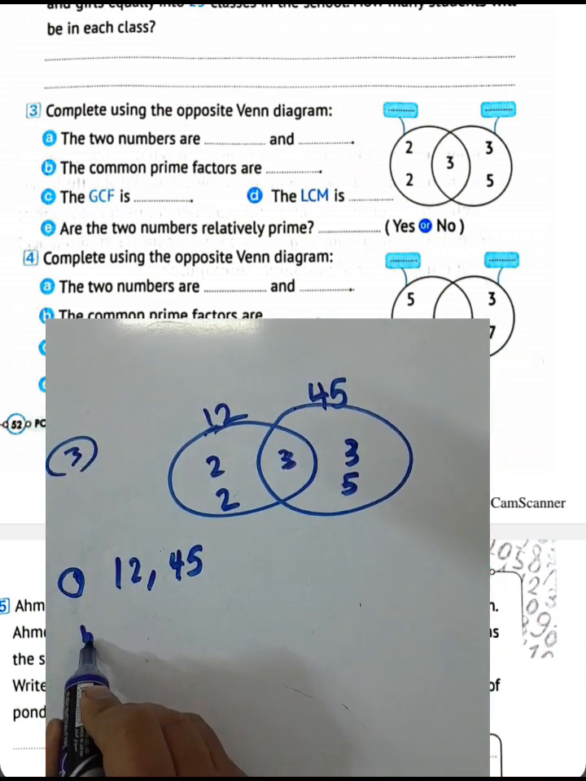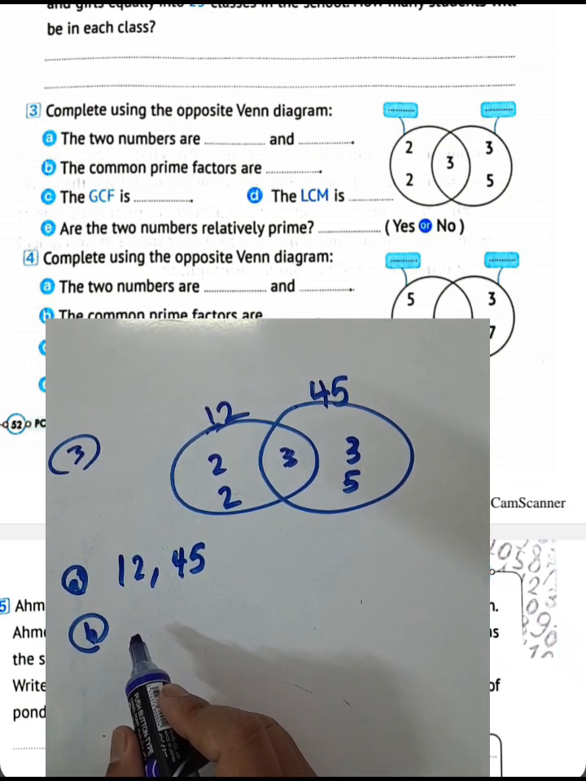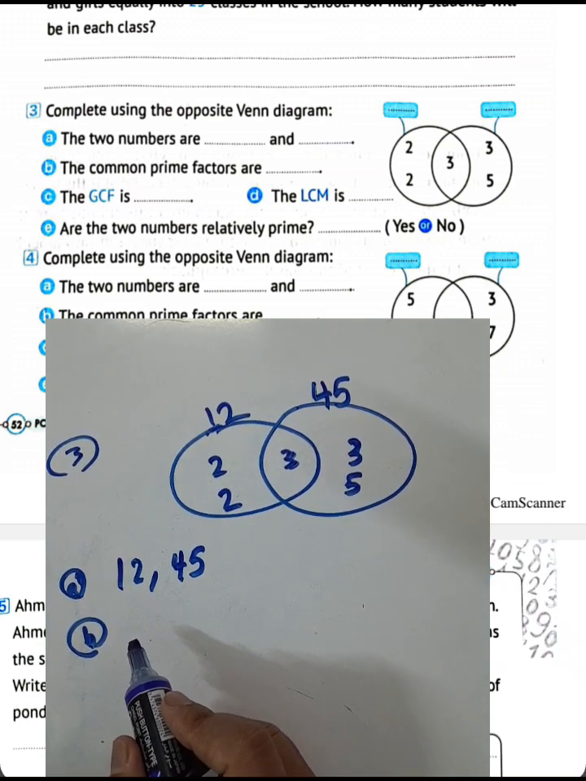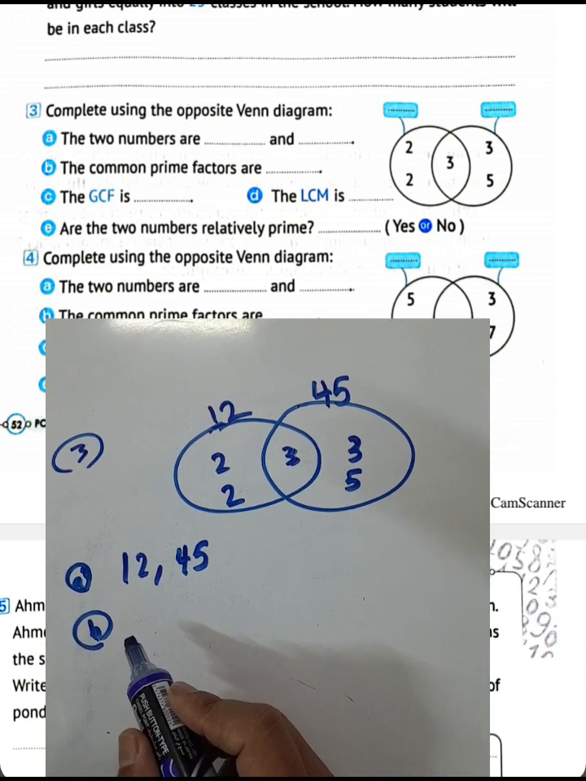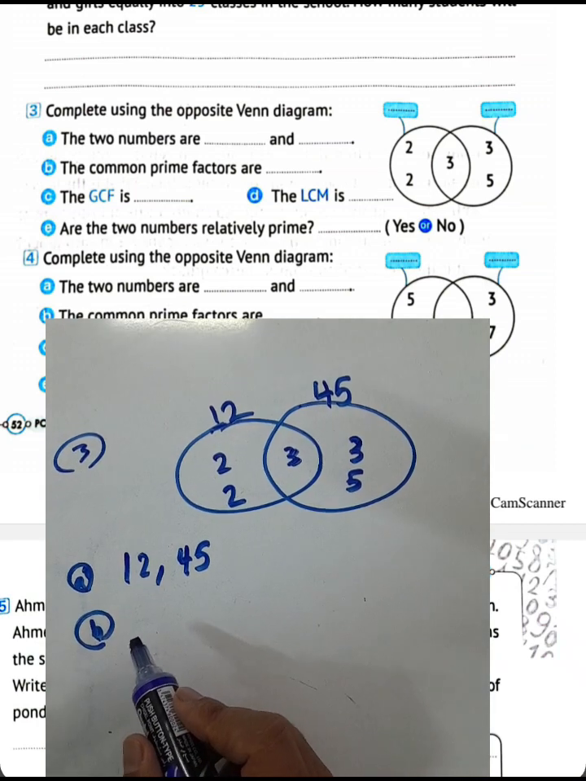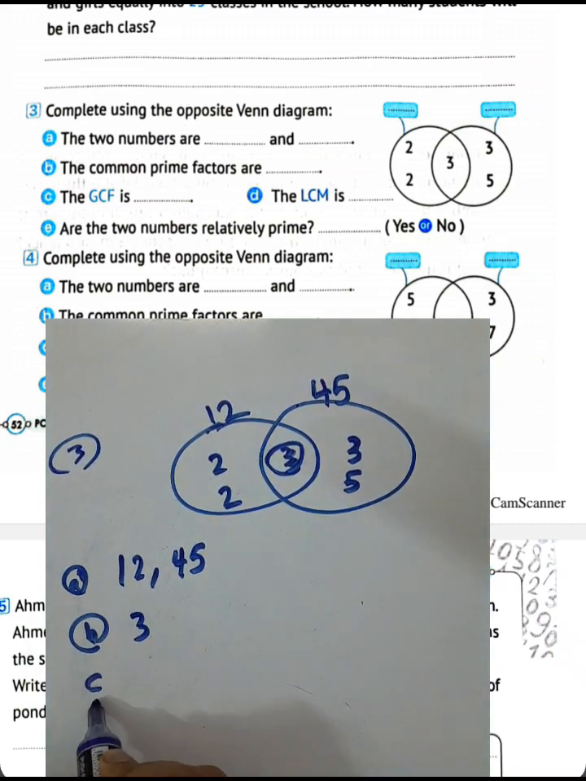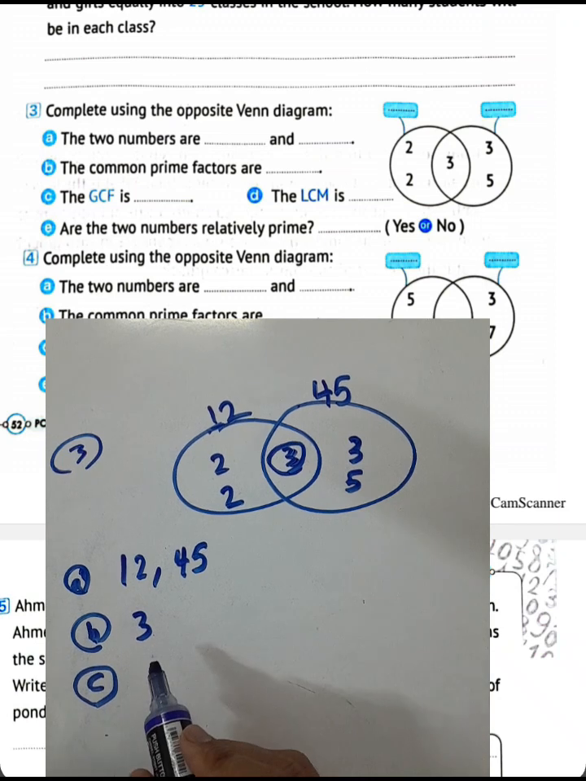45. Question letter B. Common prime factors are, the common prime factors here will be what? Who can write common prime number? It will be 3. Question letter C. Greatest common factor is 3.